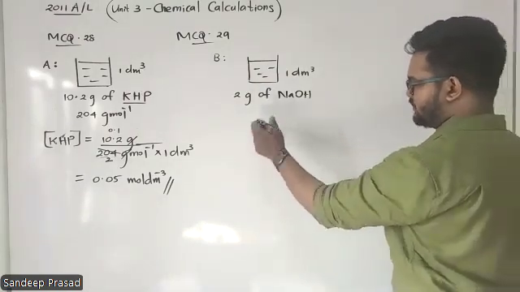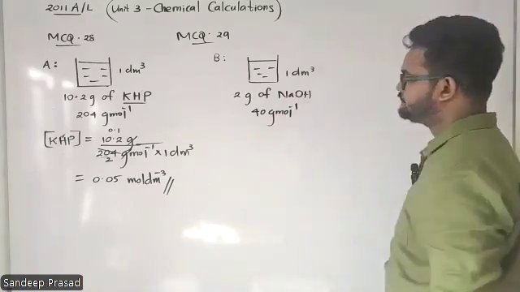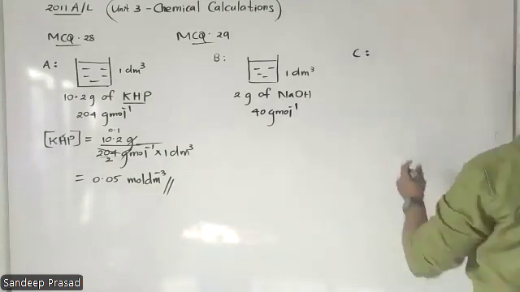So therefore, let's keep this one as it is. Molar mass of pure sodium hydroxide is 40 grams per mole. They have given like this. Now let's go for the C, solution C.